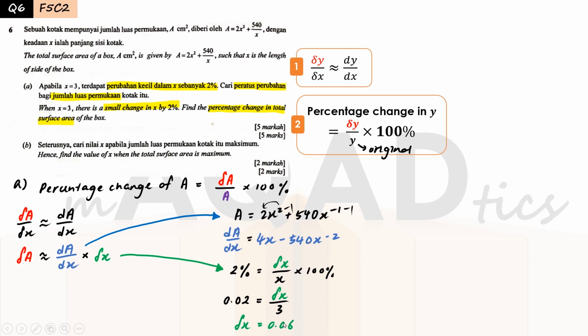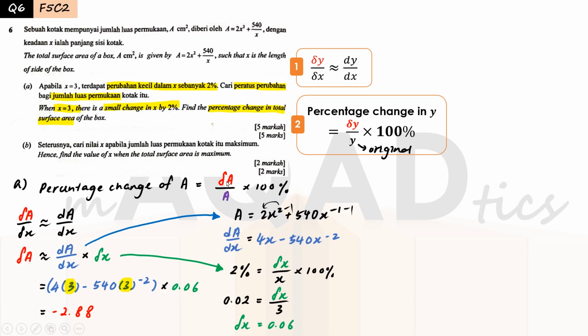Now with these two values, I can multiply them together. Here for the x part, I need to use the original value of x, which is x equals 3. Then I can get the delta A value, which is negative 2.88. So it's a decrease in total surface area.